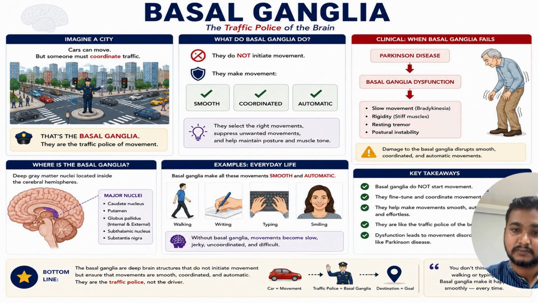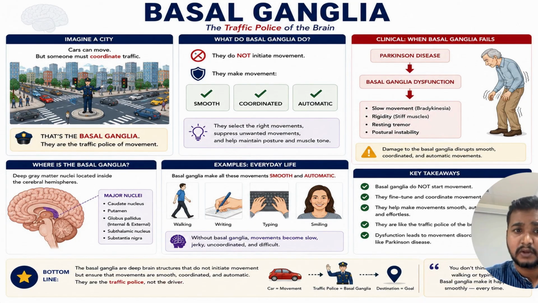Now let's look at one of the most misunderstood structures in neuroanatomy, the basal ganglia. Think of a busy city. Cars can move on their own, but without traffic police, every intersection would become chaotic. The traffic police don't drive the cars, they simply make sure traffic flows smoothly, safely, and efficiently. The basal ganglia work in exactly the same way. They do not initiate movement. Instead, they select the correct movement, suppress unwanted movements, and make every action smooth, coordinated, and automatic.